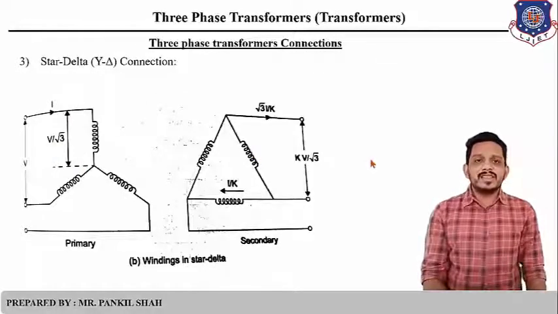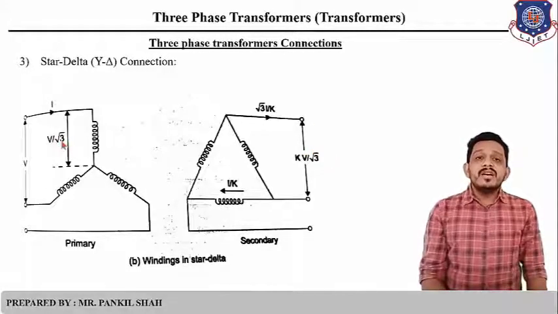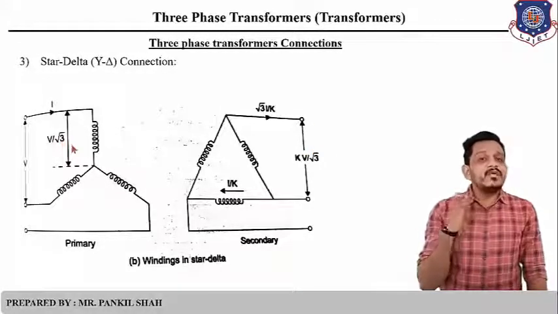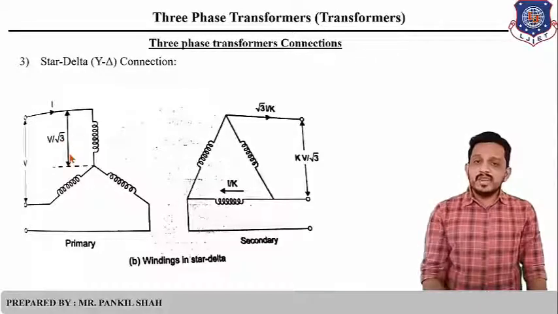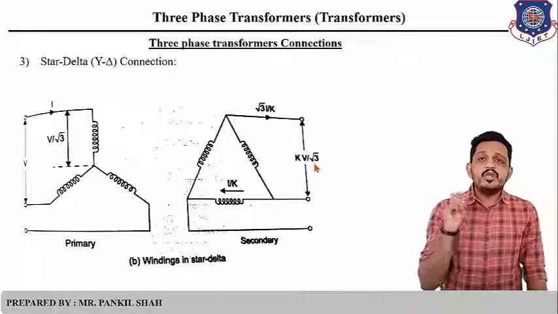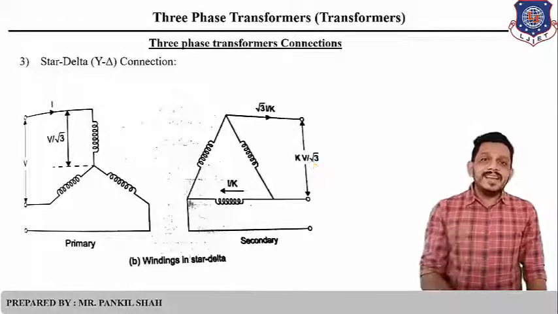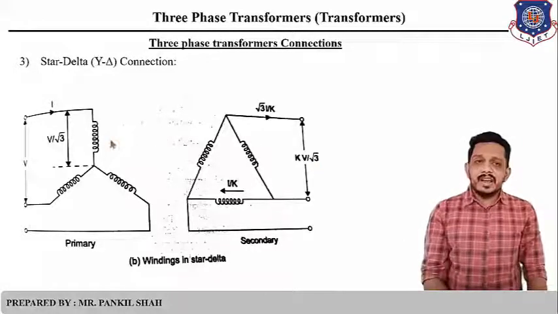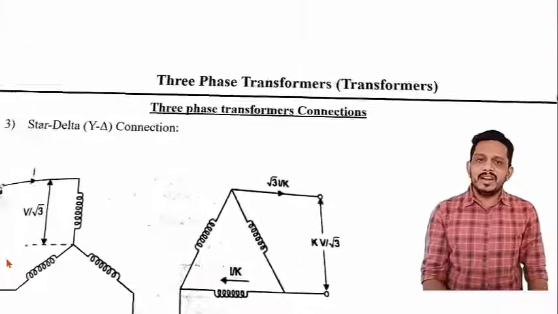In this case, you have to multiply K with the phase voltage. Here the phase voltage is V by root 3, so it will be KV by root 3. You have to divide by K in the case of phase current. But here the phase and line current are the same, so I by K will be the phase current here. So this was all about the third type of connection, that is the star-delta connection.